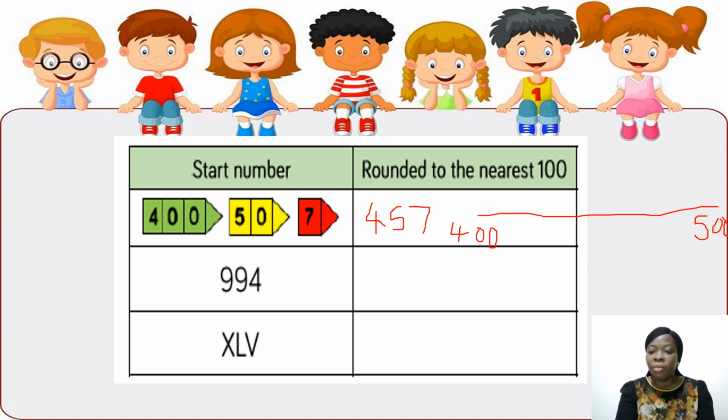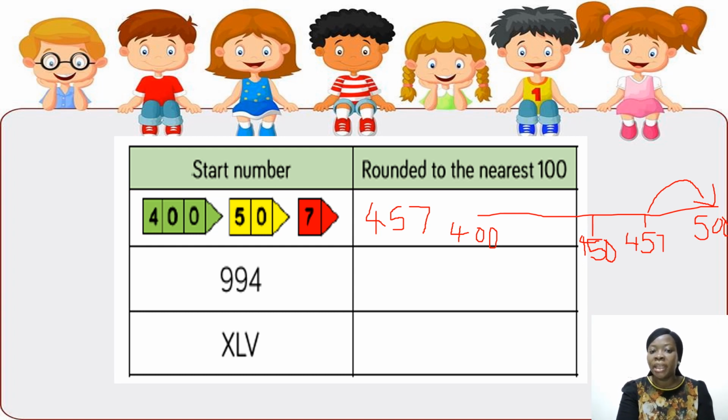Now, what is the midpoint between 400 and 500? That will be 450. Now, where does 457 sit on this number line? Is it before or after? It sits after, so it's definitely going to be here. So I'm going to write 457 here. So 457 rounded off to the nearest 100 is going to be what? 500. Rounded up is going to be 500.